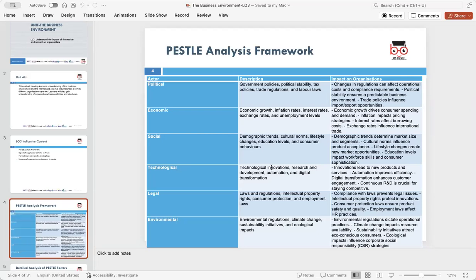Sustainability initiatives. Engaging in sustainability initiatives can attract eco-conscious consumers and enhance brand reputation. Ecological impacts: understanding and mitigating ecological impacts is part of corporate social responsibility strategies. So companies that prioritize sustainability can differentiate themselves in the market.